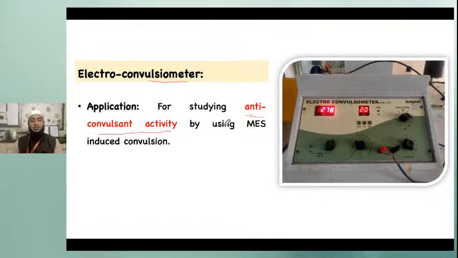It is used for studying anticonvulsant activity by using MES, that is maximum electroshock induced convulsion. Basically this instrument helps you provide current for a particular time interval which is suitable to induce the convulsion. So the current is one of the ways to induce convulsion. So you are providing electrical current by using the electroconvulsometer, right?